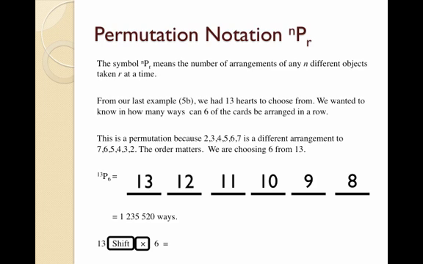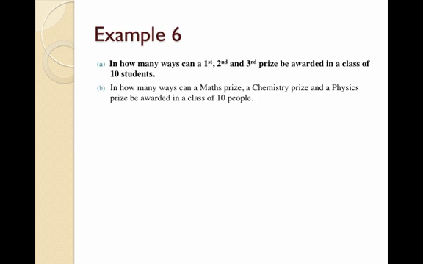Most calculators have an nPr button on them above the multiplication symbol. So to do this question on your calculator, simply press 13 and then shift and then times and then 6. And this will give you 13P6 on your calculator for your answer.